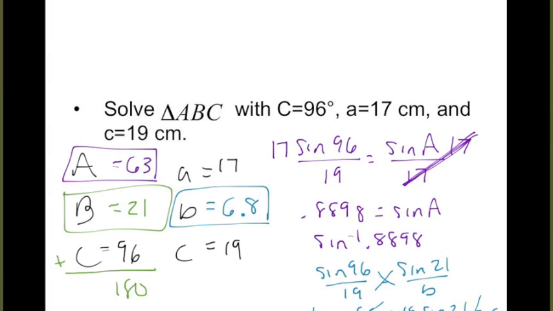Questions? Does it matter what we round to? It doesn't. I don't know if the book is specific about it. If it is, follow their directions. Otherwise, I'm not really picky.